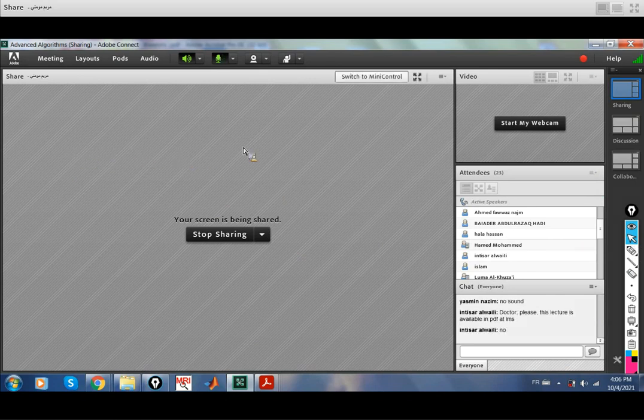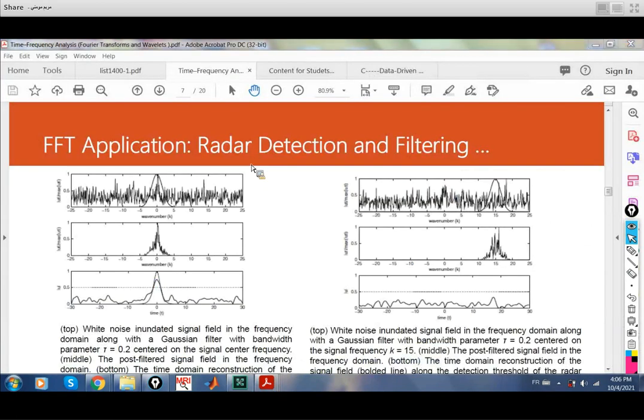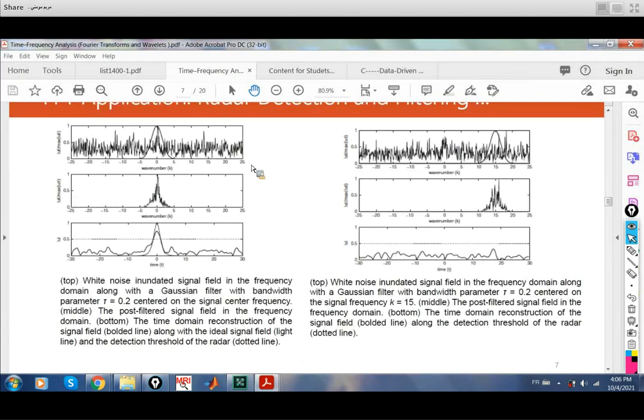Please imagine we have a signal with white noise like this. We want to distinguish this noisy signal received by the radar system. We want to extract the main signal without any noise. Then we want to filter the noise.